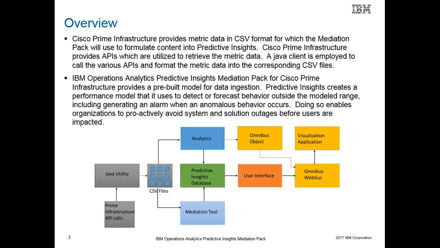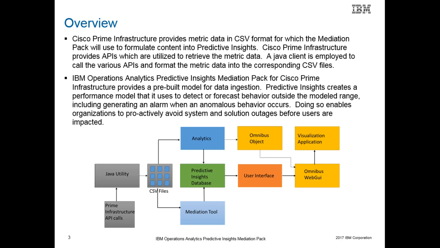The IBM Operations Analytics Predictive Insights Mediation Pack for Cisco Prime Infrastructure provides a pre-built model for data ingestion. This model is then used to forecast behavior outside of the modeled range, which generates alarms. The Cisco Prime Infrastructure Mediation Pack provides metric data in CSV format, which the Mediation Pack will use to formulate content into predictive insights.